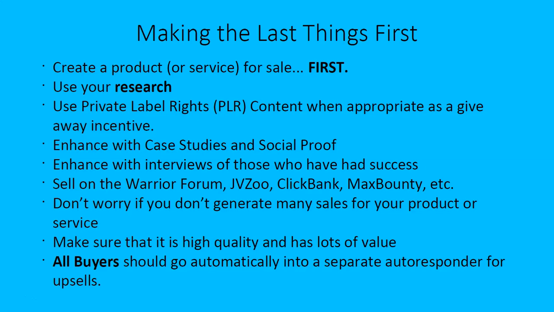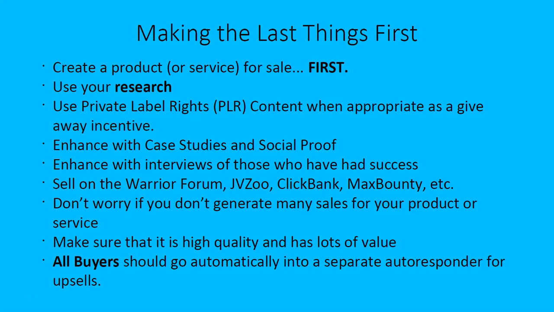And then the most important thing is that every buyer, you need to set this up, and you can set this up in JV Zoo, so that all buyers go straight to your autoresponder. That's the most important part. That's the list building part, and that's the part that's going to tie in to everything else we're going to be doing.